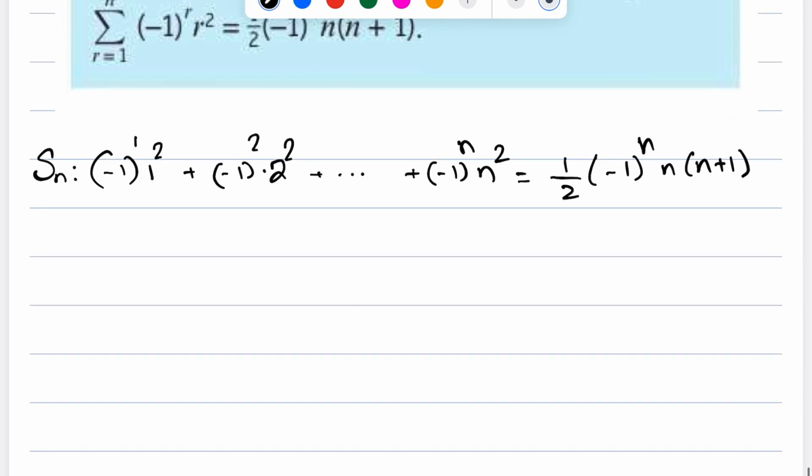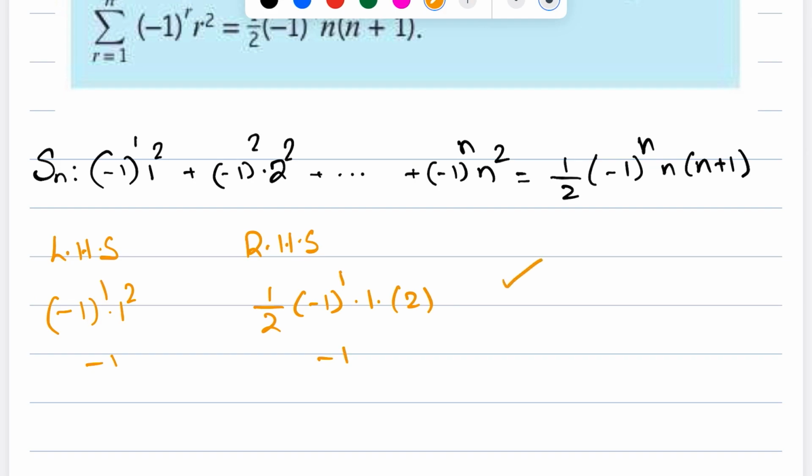Now we have to prove that it is true for n equals 1. So left hand side, it becomes negative 1 whole to the power of 1 times 1 squared, which is negative 1. Right hand side, 1 upon 2, negative 1 whole to the power of 1 times 1 plus 1, which is 2, which is again negative 1. So therefore the statement is true for n equals 1.